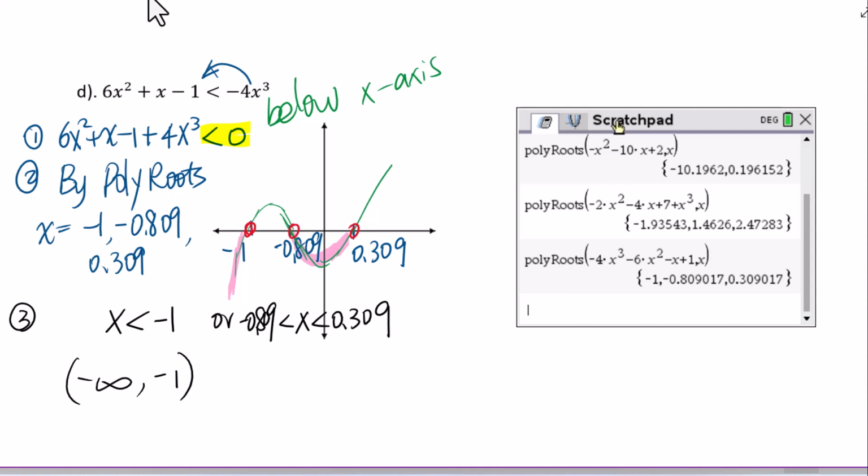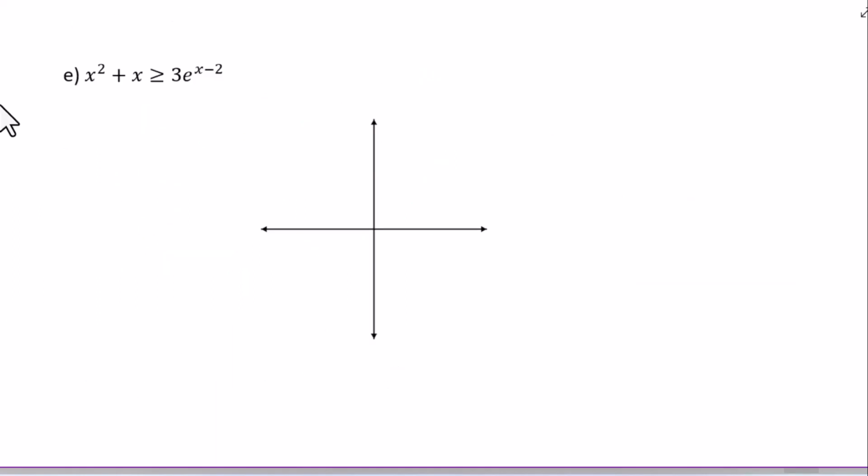open parentheses, union, open parentheses, -0.809 to 0.309. Now let's go to E.